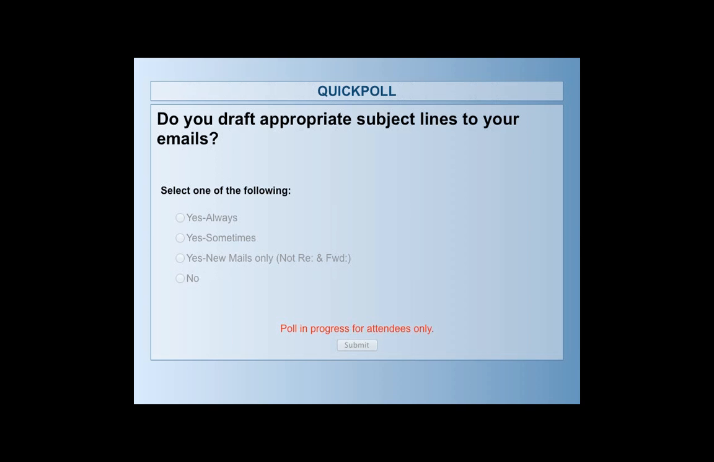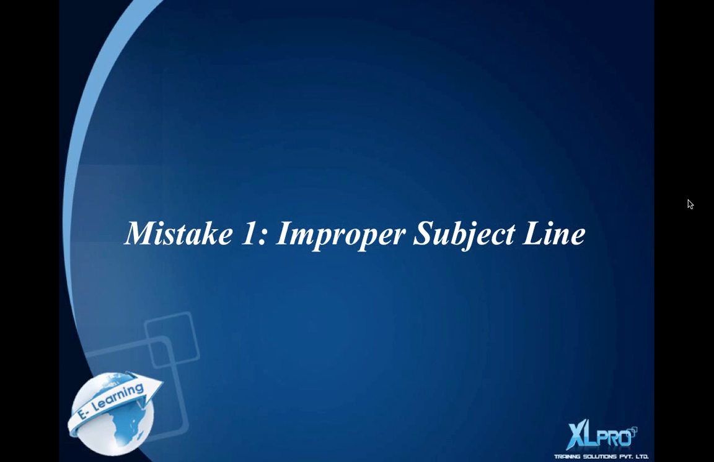Okay, here's a poll just launched on your screen. All of you can see a poll over there. There's a question. Do you draft appropriate subject lines? Always, sometimes, new mails only, no. There are certain options. You are required to click on the appropriate option so that we all will know what's the kind of percentage of people we are normally. Okay, about 60% have voted. Pretty good. Interesting. The scores are interesting. Few more are yet to vote.